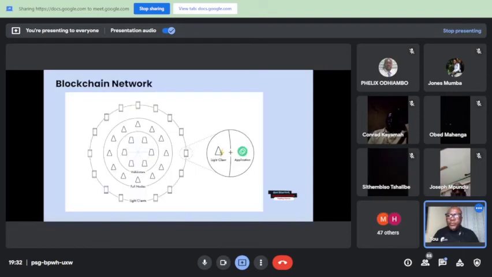So full nodes are basically nodes that contain an entire copy of the blockchain in real time. They download every block of transactions that has ever happened on the network since the Genesis block, not just the most recent ones. As long as the full blockchain exists on at least one node, there will be a record of all Bitcoin transactions throughout.